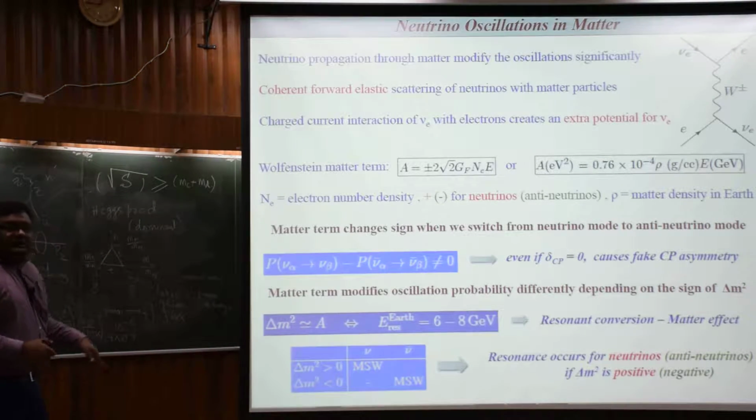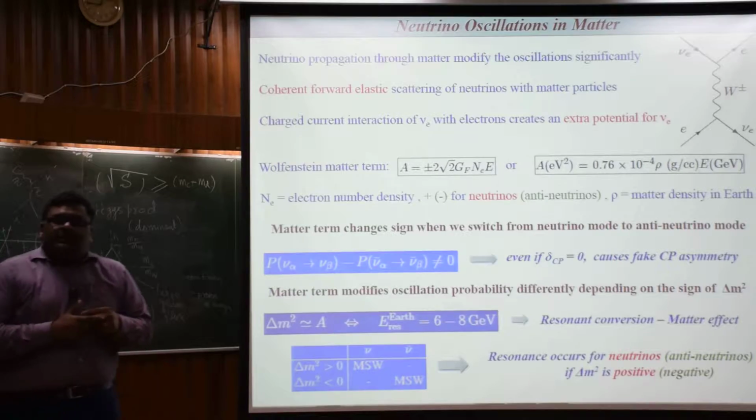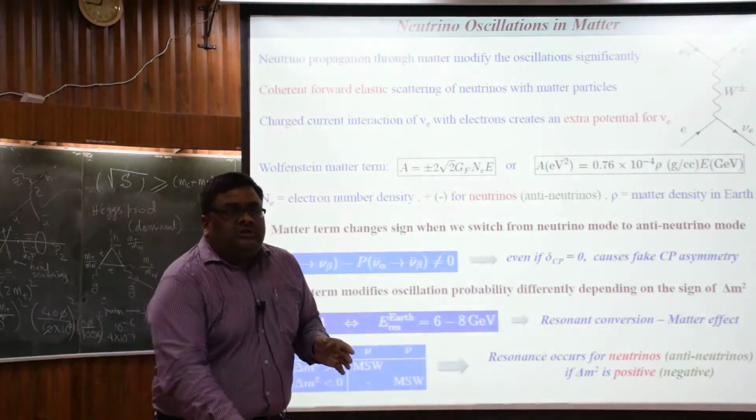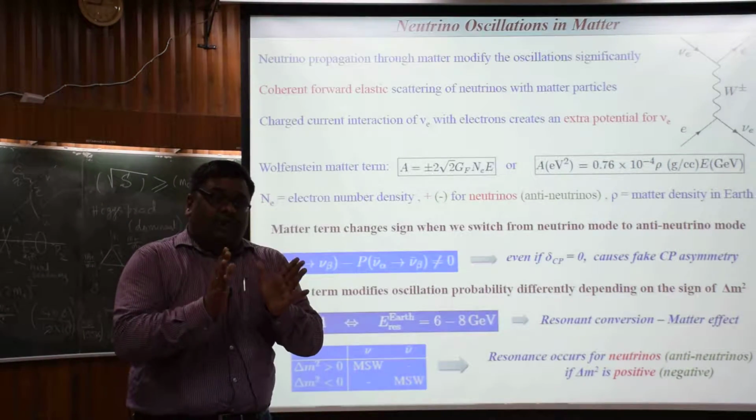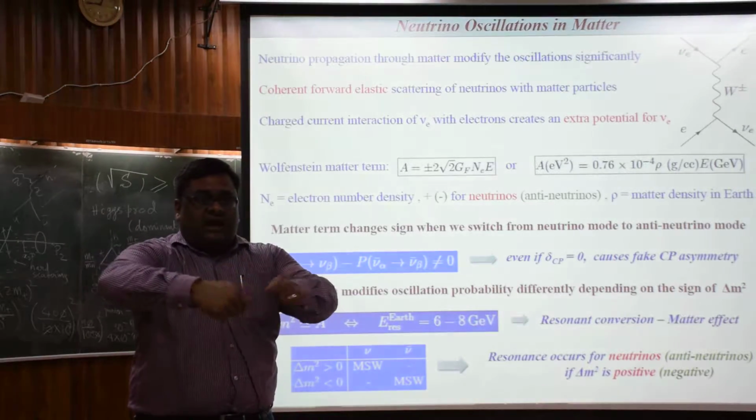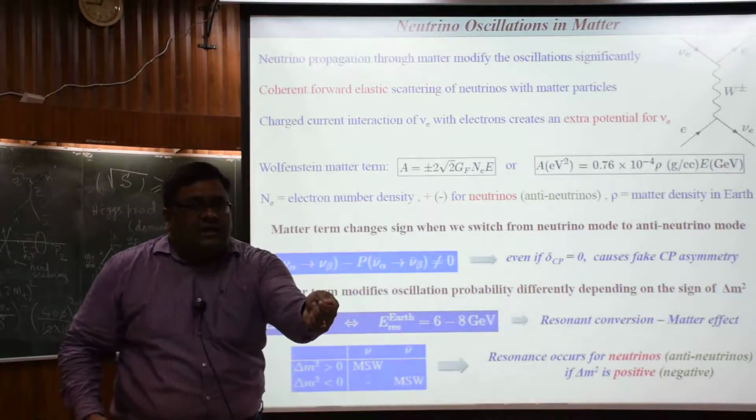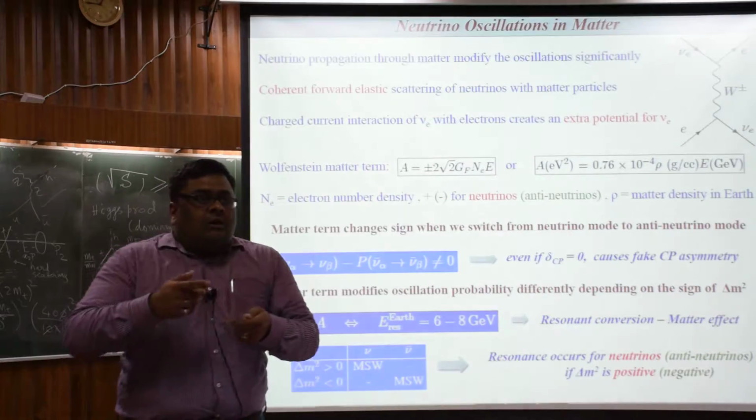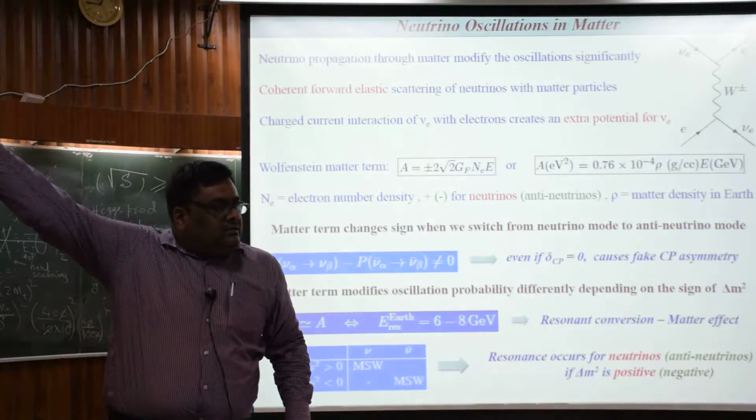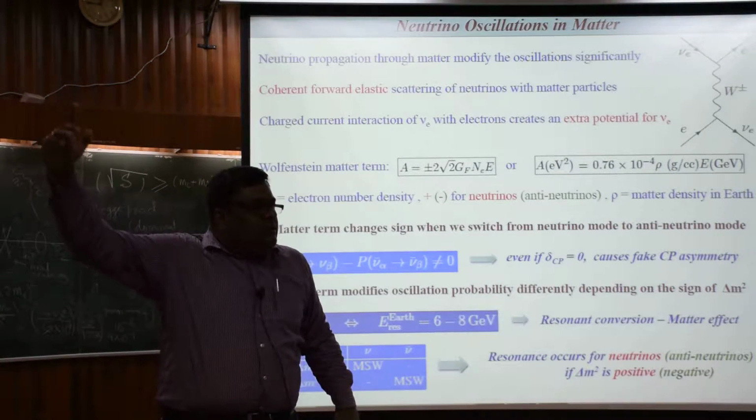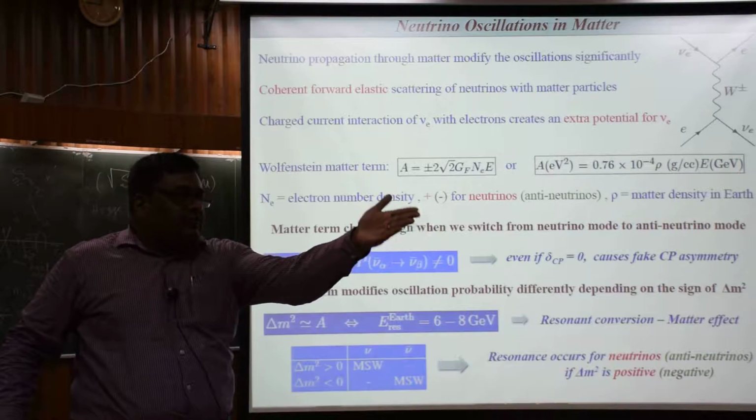Now you will see the MSW enhancement. MSW means your θ13 is 9 degrees. This is the bare value. You know that all the parameters run, right? You measure the Weinberg angle at 90 GeV. Now if you just extrapolate that running, this is the Weinberg angle running, you can measure, and he is an expert on running of everything.